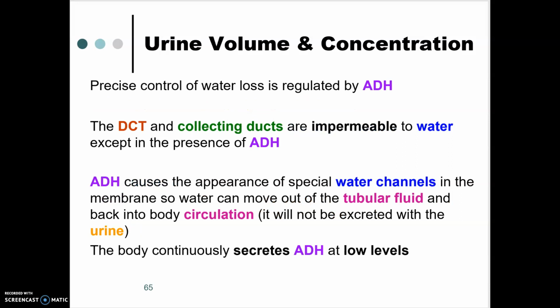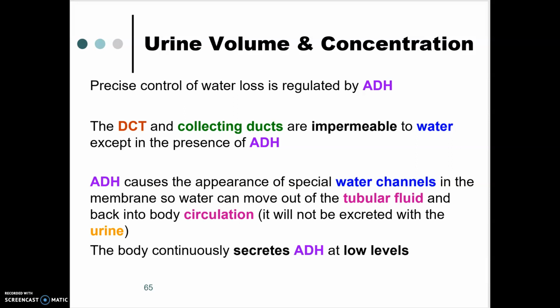Now, the precise control of water loss is going to be regulated by the antidiuretic hormone. The distal convoluted tubules and the collecting ducts are both impermeable to water. So normally water can't pass through those cells because they're impermeable.